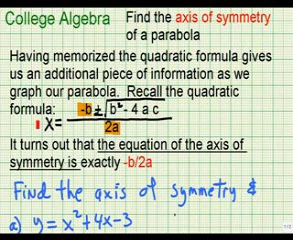Remember the quadratic formula: x equals negative b plus or minus the square root of b squared minus 4ac, all over 2a. It turns out the equation of the axis of symmetry is exactly x equals negative b over 2a, which is found in the quadratic formula. Let's look at some examples.